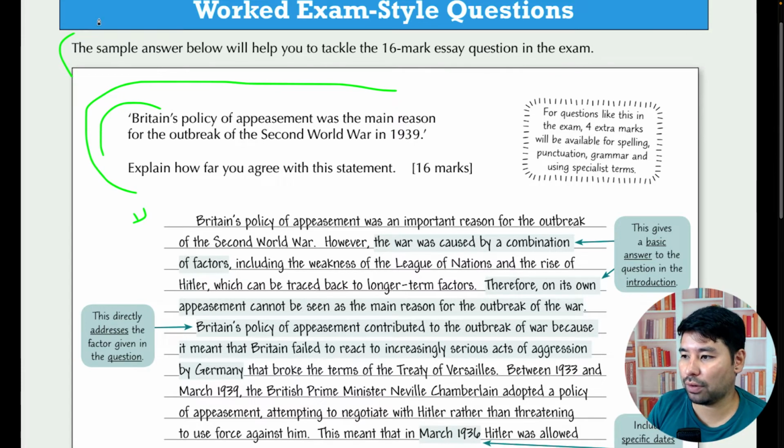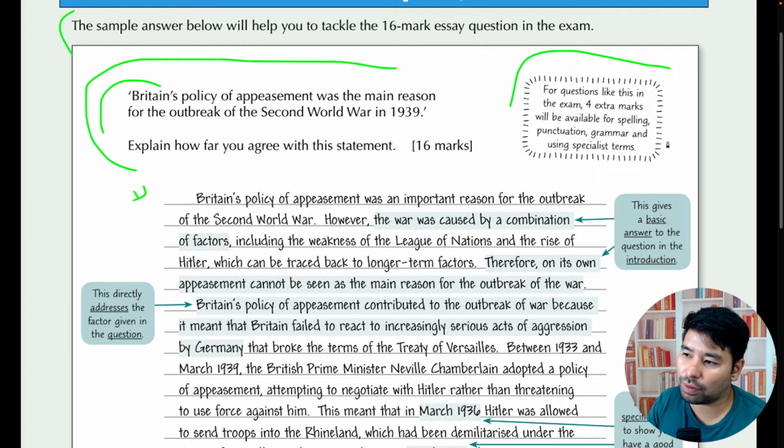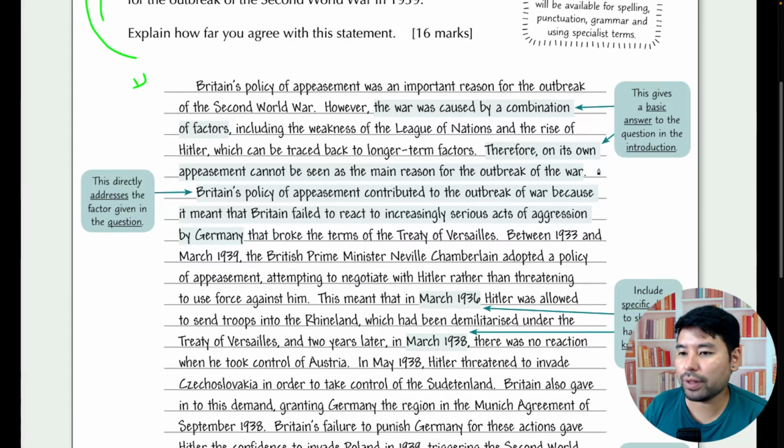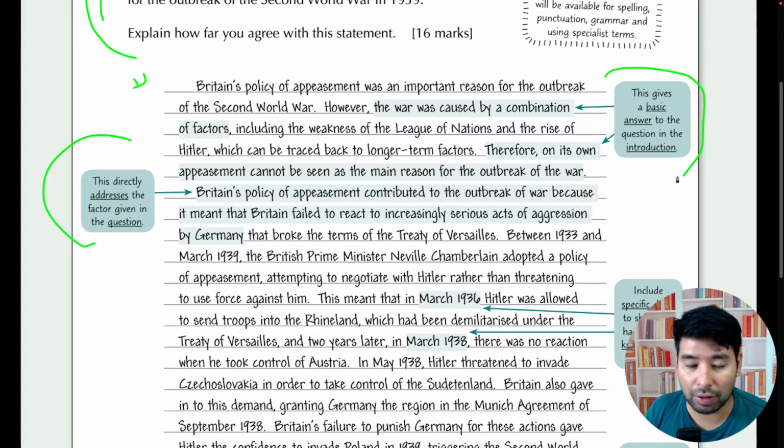And we have a little comment here. For questions like this in the exam, 4 extra marks will be available for spelling, punctuation, grammar, and using specialist terms. This is obvious, right? Be careful if you're writing with punctuation, when to use commas and everything, especially grammar. So I'm gonna read for you students who are looking, you're gonna analyze this info. I'm just gonna read. I will not explain. So you do that as homework.